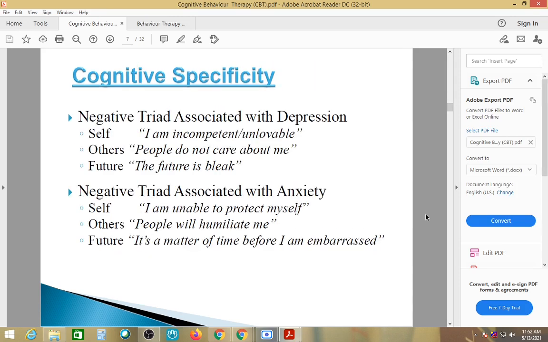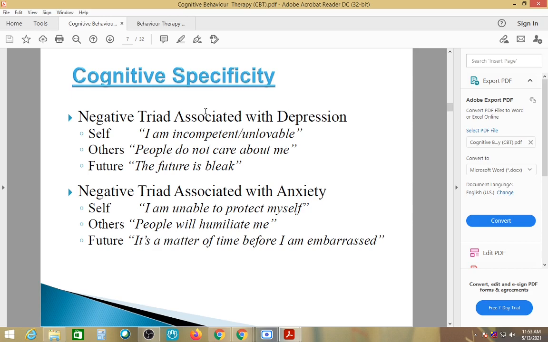Now, cognitive specificity, another 5 minutes. We will see the negative trait associated with depression. I've taken these two symptoms because all of us have understood them and we have seen patients also. The cognitive trait: there's always a trait of myself, others, future. Remember this: myself, others, future. Myself, I always think negatively.